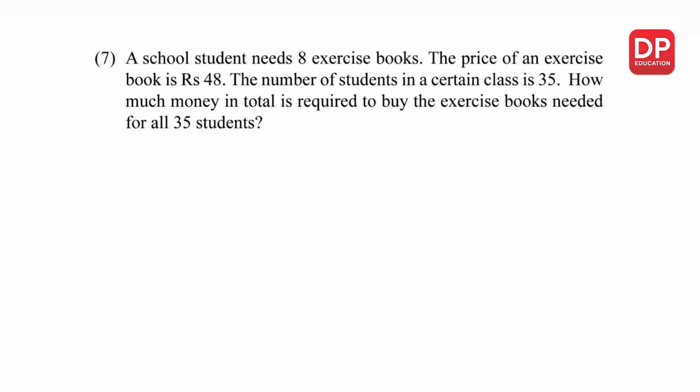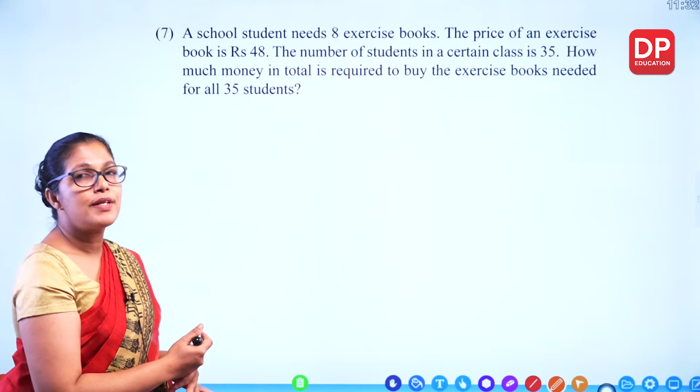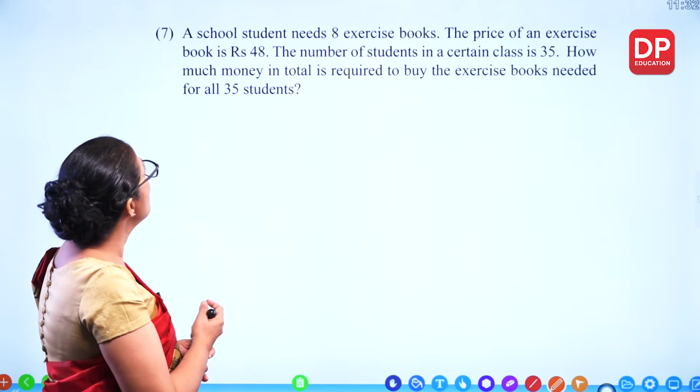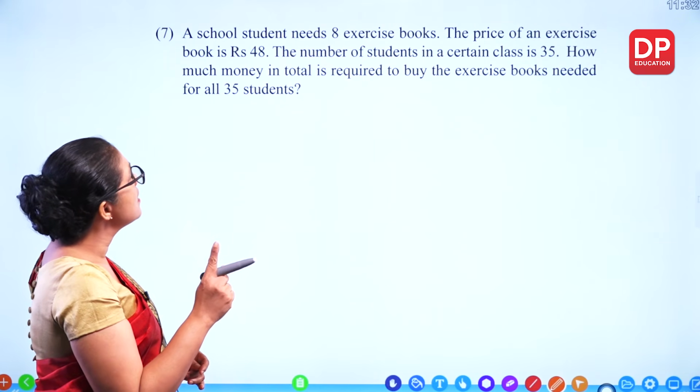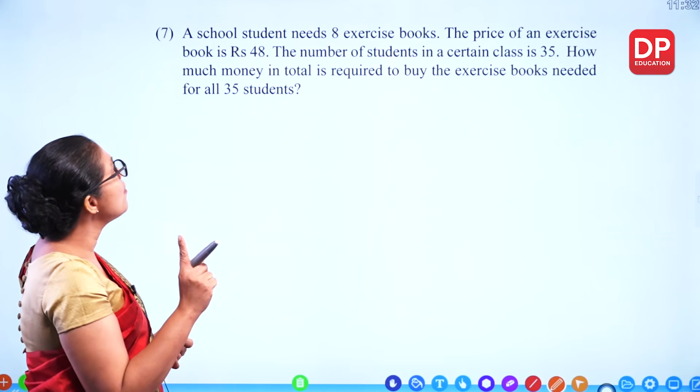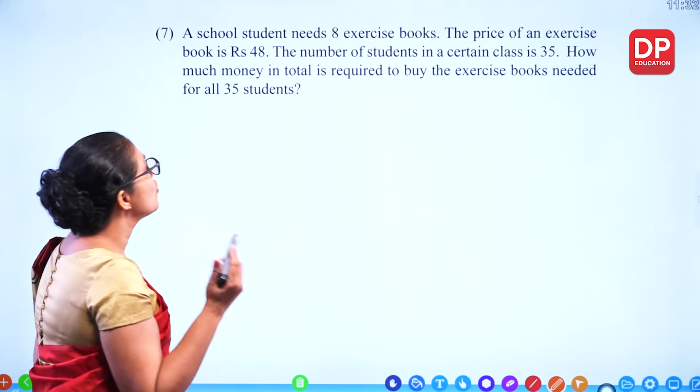Question number 7. A school student needs 8 exercise books. The price of an exercise book is 48 rupees. The number of students in a certain class is 35. How much money in total is required to buy the exercise books needed for all 35 students? So how many books for one student? 8. Then what's the price of one book? 48.